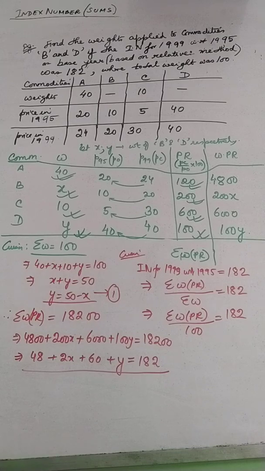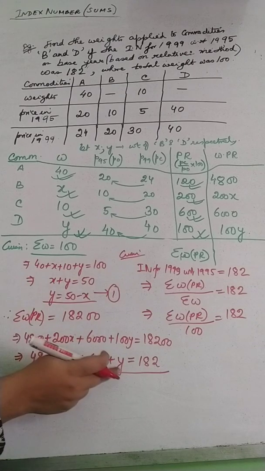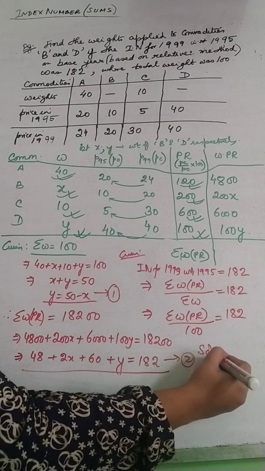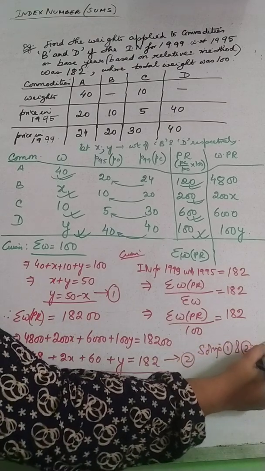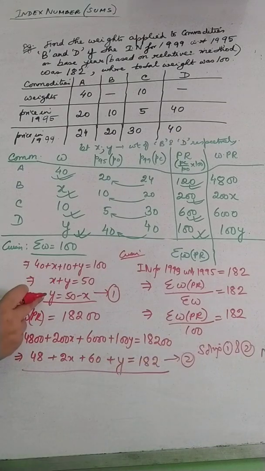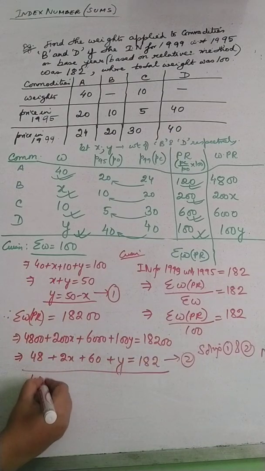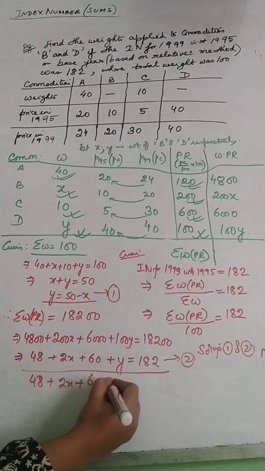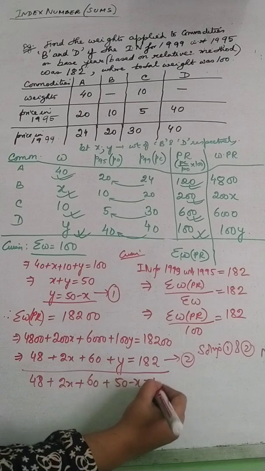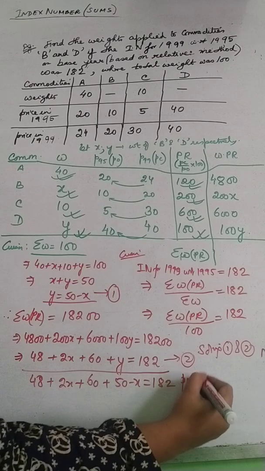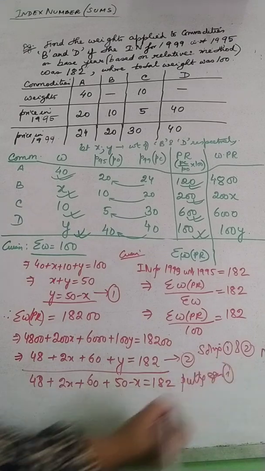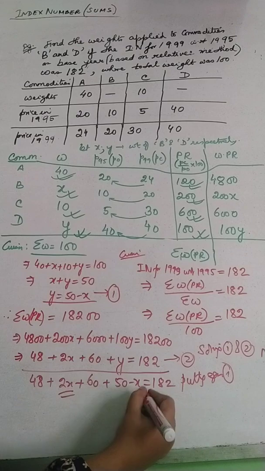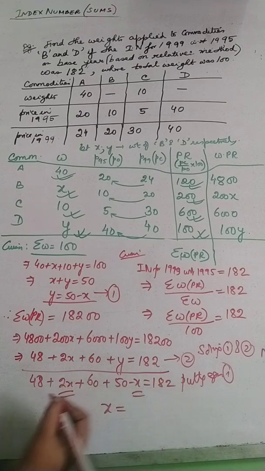So what shall we do next? Now let us put y equals 50 minus x over here. We have to solve basically these two equations, solving 1 and 2. We have obtained y, so let us put it over here. So it's 48 plus 2x plus 60 plus 50 minus x is equal to 182. I have put equation number 1. 2x minus x is your x, so no problem with that.